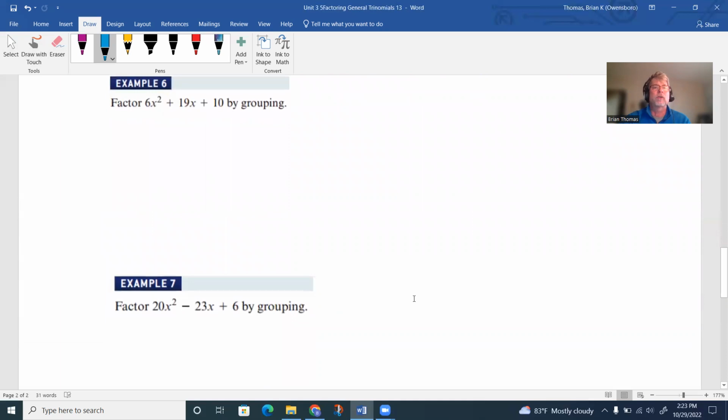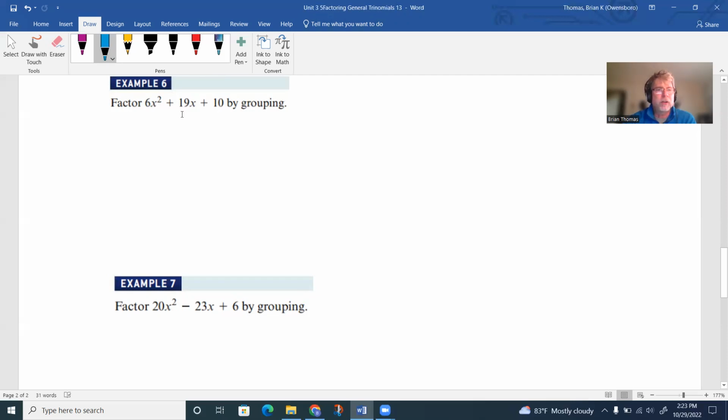So if I have 6x squared plus 19x plus 10, if I want to factor this by grouping, I can. Now, the way I want to do this grouping, though, is I want to use the box method. Now, remember, in factoring, one thing you want to look for is, is there a GCF to start with? If I look at these three terms, 6x squared, 19x, and 10, are there any common factors? Well, that 19 kind of kills it all. So there's not a GCF.